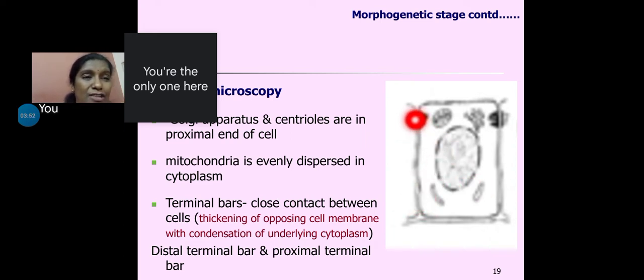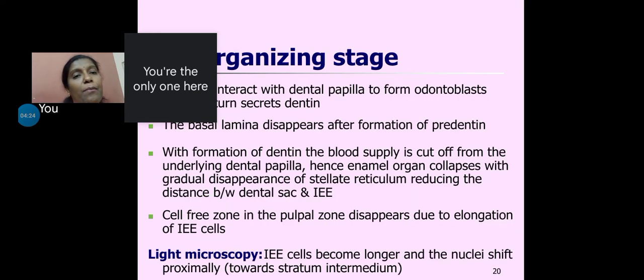Terminal bars are structures which tend to unite or are present between two structures. Like if you have to tie two chairs with each other, we use a rope, right? So terminal bar does that. It tends to hold two adjacent cells together. So close contact between the cells. This occurs because of thickening of the cell membranes with condensation of the underlying cytoplasm. So this terminal bar apparatus is present at the proximal end of the cell and the distal end of the cell. Hence, they are known as proximal terminal bars and distal terminal bars.